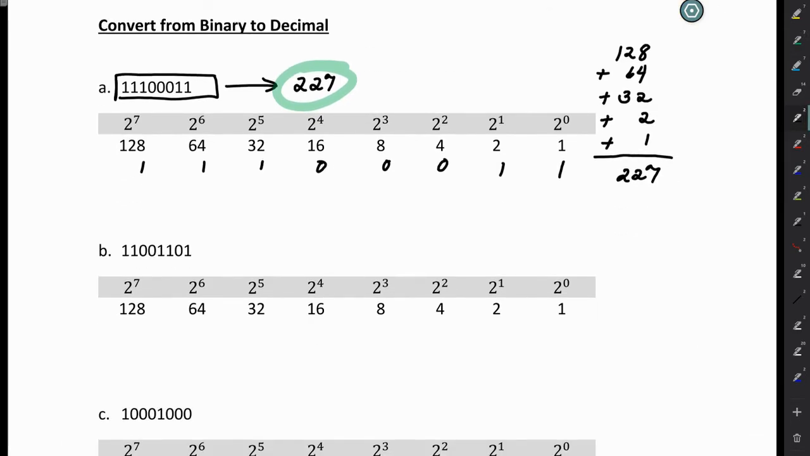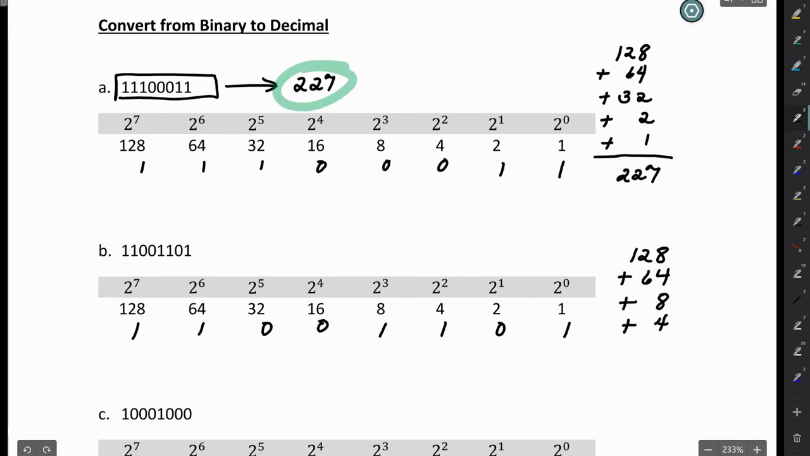Okay, for this number, I'm going to just set up my binary number here. Anything that has a 1 means it's turned on, and I'm going to use that number. So I have 128 plus 64 plus 8 plus 4 plus 1. And when I add those numbers together, I'm going to get 205.